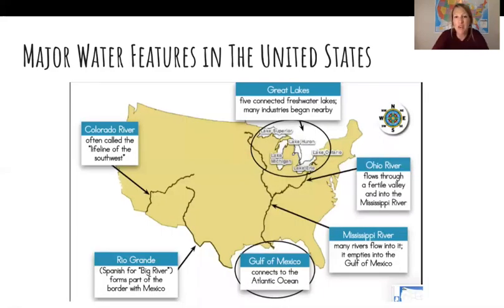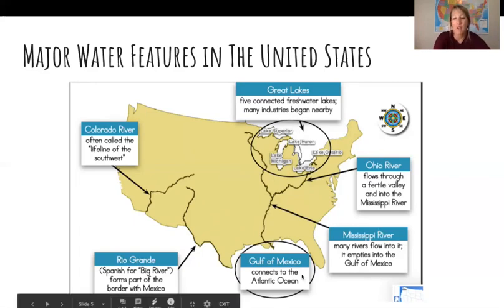Some major water features in the United States are the Great Lakes up north. There are 5 connected freshwater lakes, and many industries began nearby. Then we have the Ohio River, which we learn about, flows through the fertile valley and into the Mississippi River. Then we have the great Mississippi River. Many rivers flow into it. It empties out all the way at the bottom in the Gulf of Mexico. Then we have the Gulf of Mexico down low, which connects to the Atlantic Ocean.